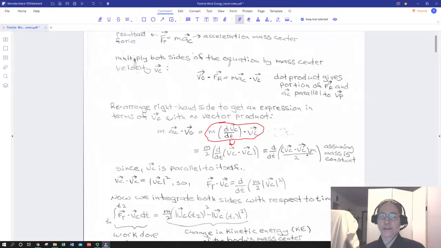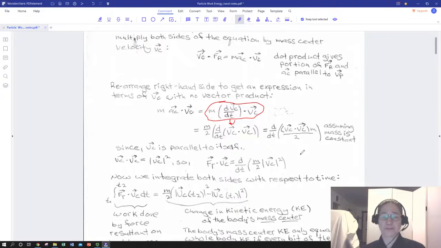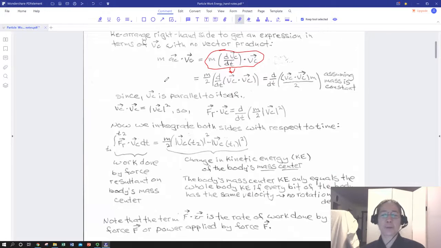We're going to pull the m back into the differential because we're going to compare the whole thing to something else later. And the mass can come in and out if it's constant, which we're going to assume here. So we end up with some math gymnastics and chain rule, and we have the time derivative of v sub c dotted into itself times the mass divided by 2. This should start looking familiar to those of you who remember the formula for kinetic energy.